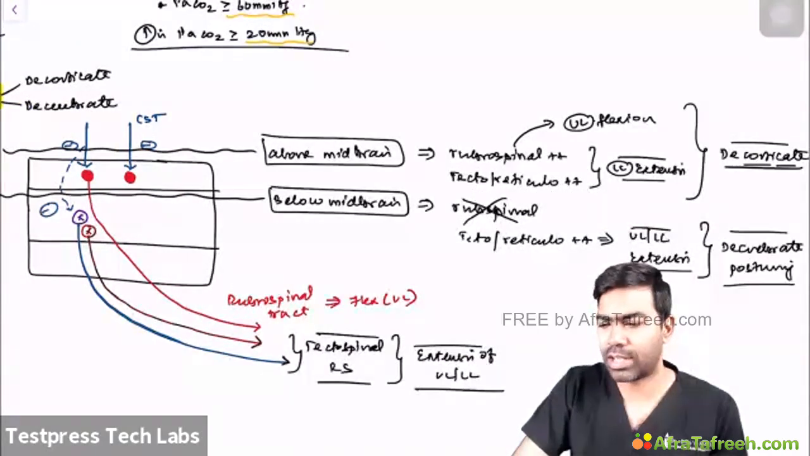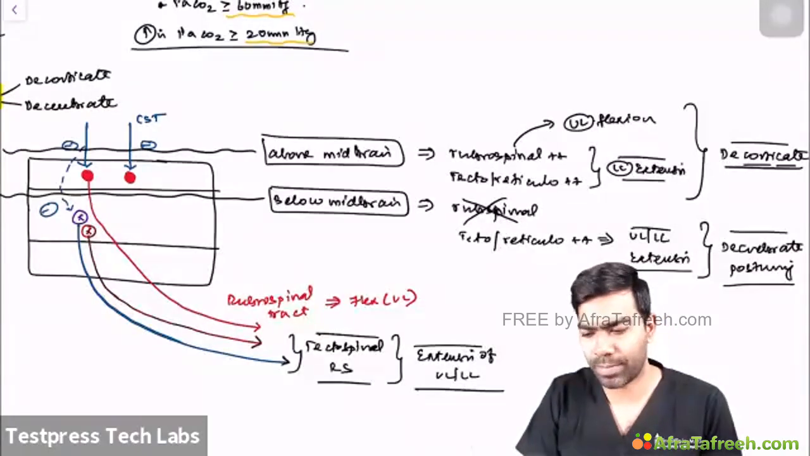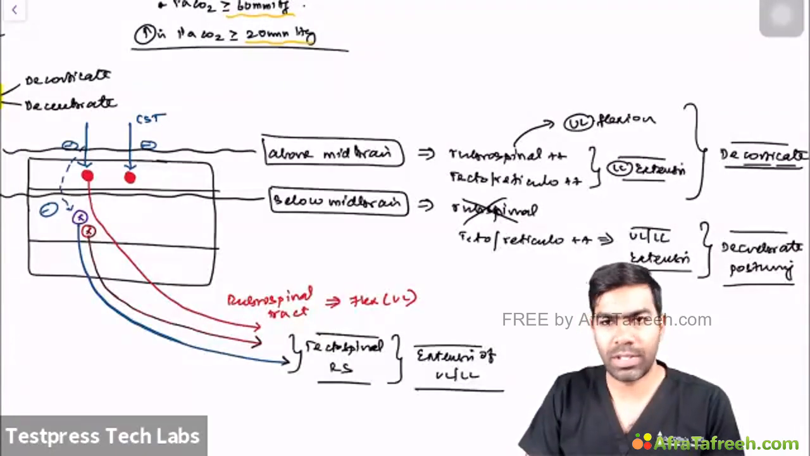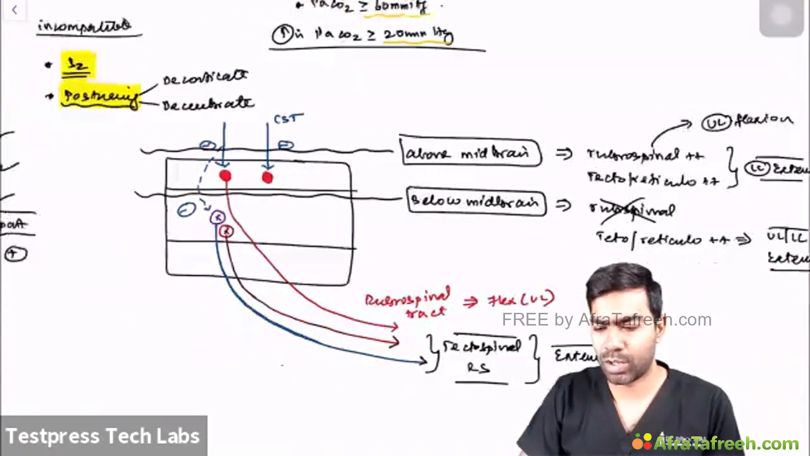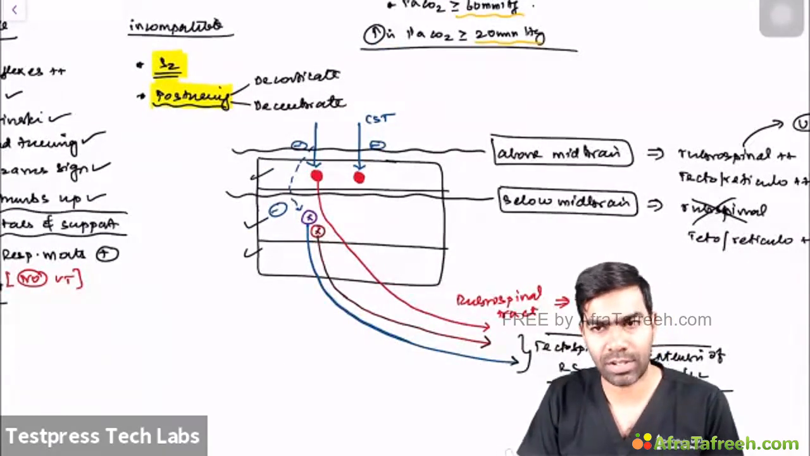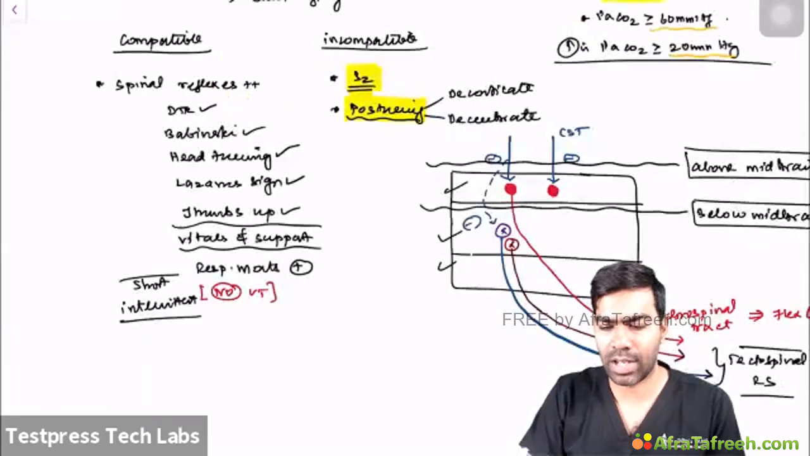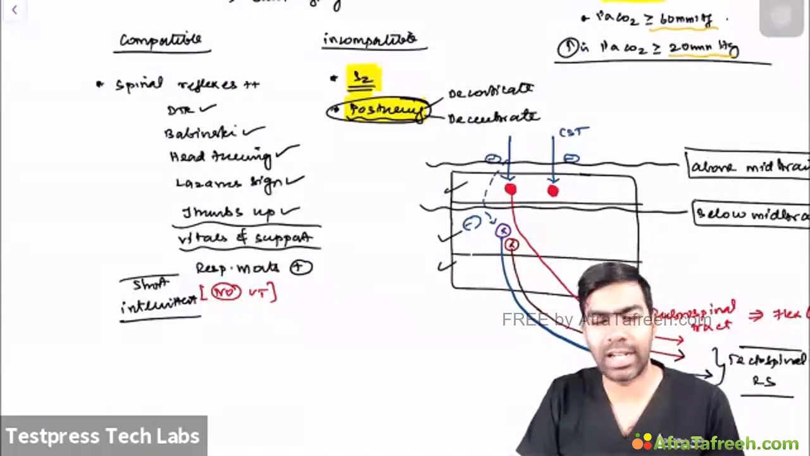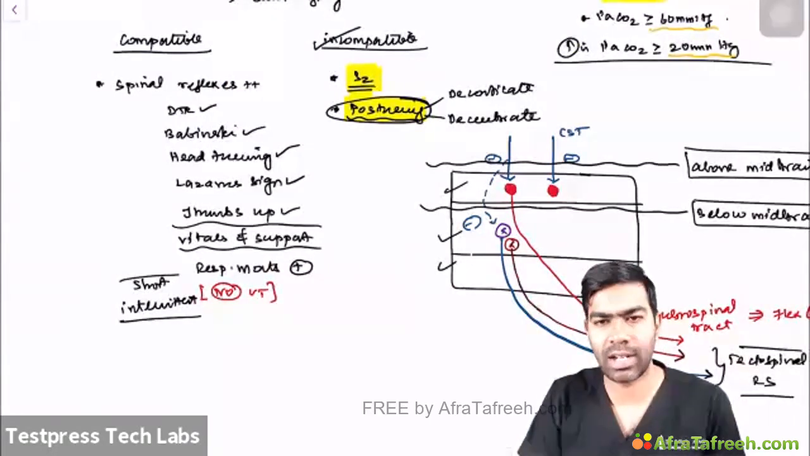Not decorticate, it's a decerebrate posturing. Whatever the posturing may be, it doesn't matter. This posturing should be there only if some areas of the brainstem are still functioning. If the brainstem is not functioning, posturing should not be there. So any kind of posturing indicates an intact brainstem, and it actually excludes brainstem death. That's why these are incompatible with brainstem death.